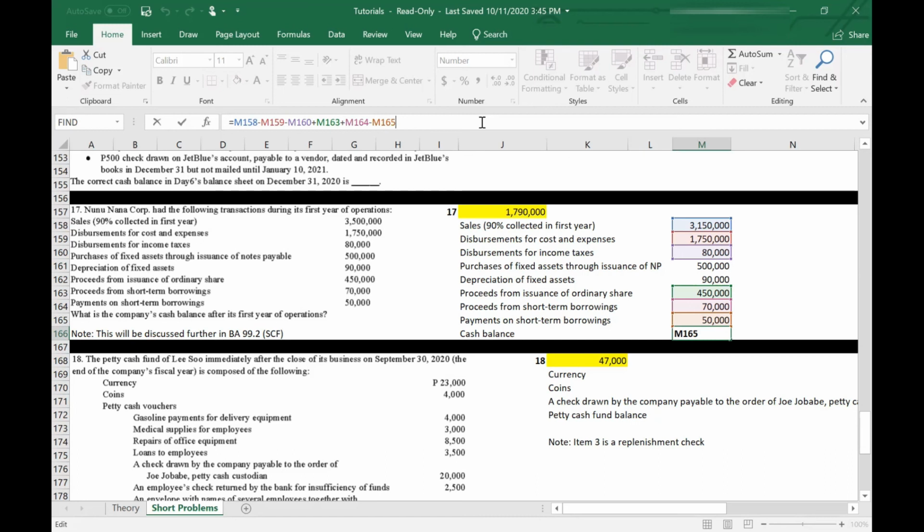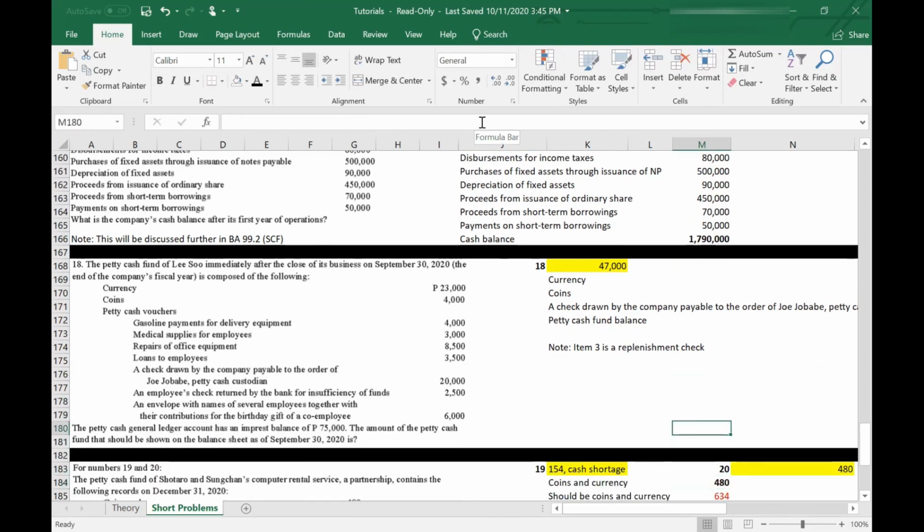Itong ordinary share transaction na to, i-discuss to sa BE 99.2. But simply, there's a proceeds, no? So, nakatanggap ka ng cash. So, plus 450. The same is true for your proceeds from short-term borrowing. So, nangutang ka. Payment, of course, on short-term borrowing, deduction siya sa cash mo. So, you have your cash balance of 179.